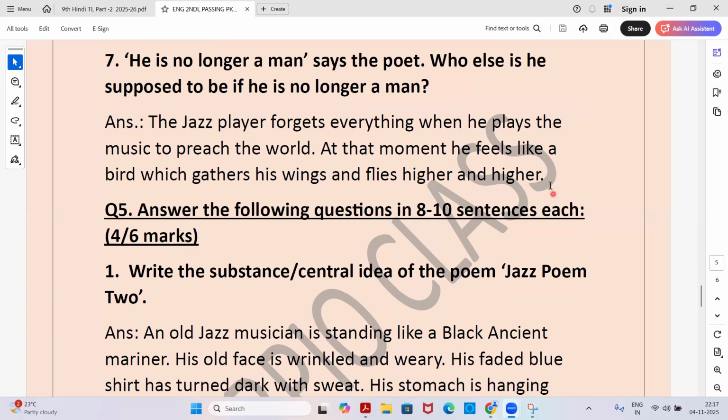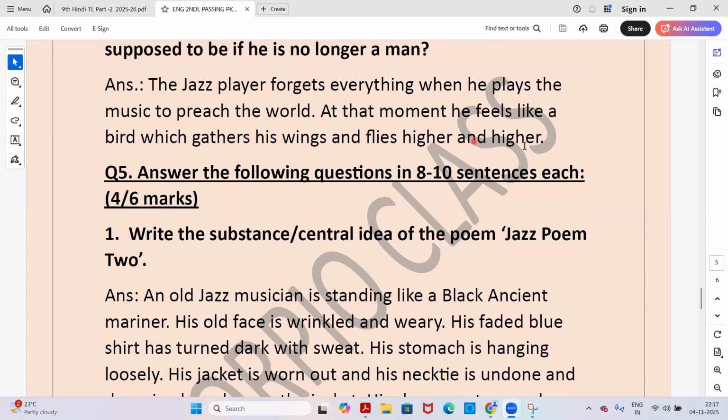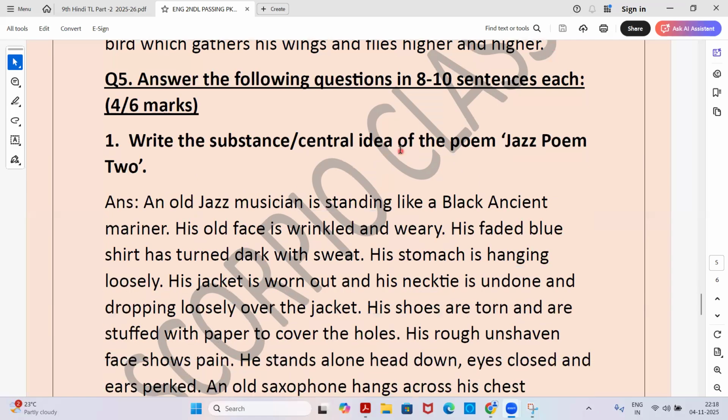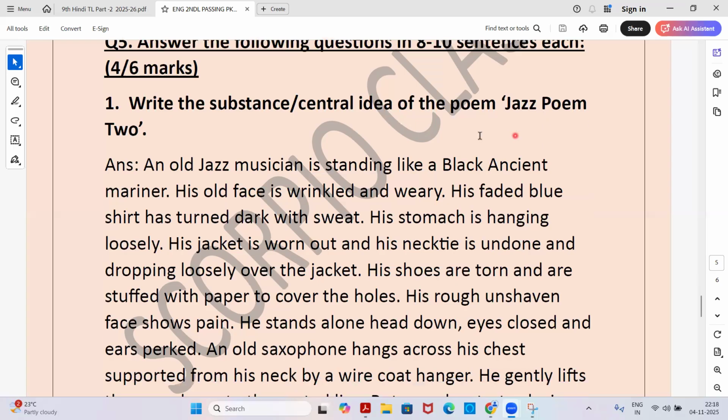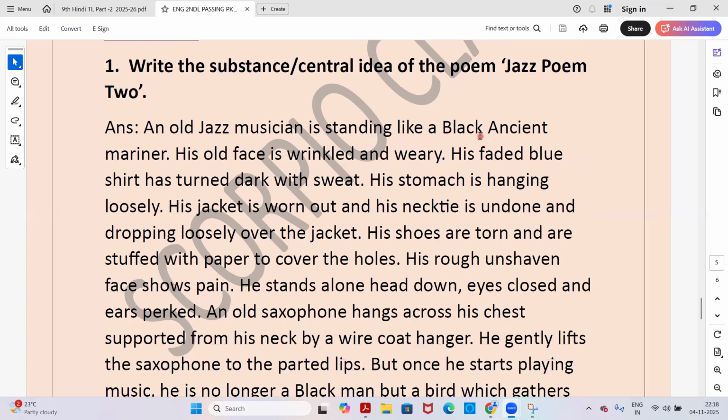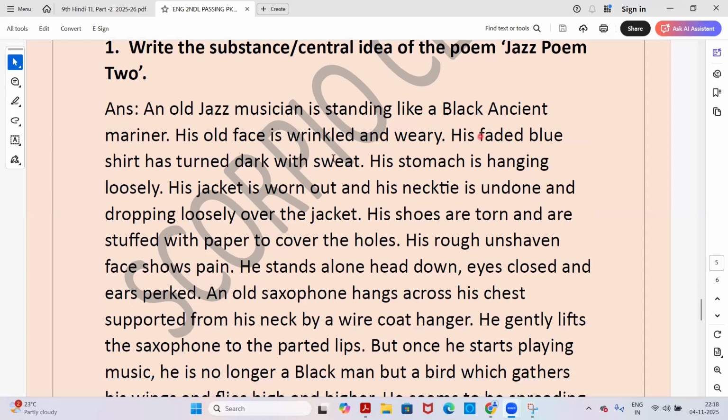Okay, so we finish our 2 to 3 sentence question answers. Now we move on to the long answers, that is answered in 8 to 10 sentences each. Again, these are important because you will have these long answers. So let's quickly go through it. Question 1. Write the substance or the central idea of the poem Jazz Poem 2. So what message does it give you is the main question.